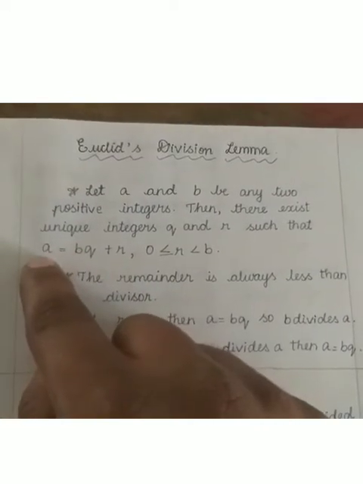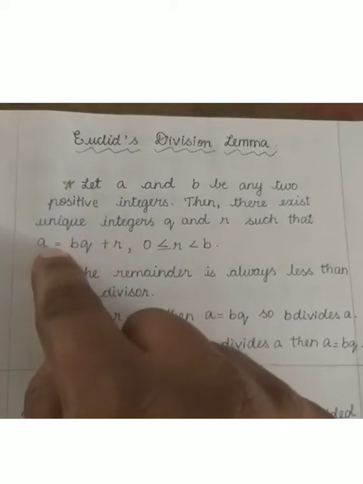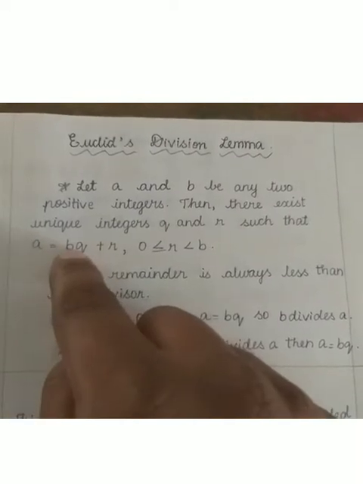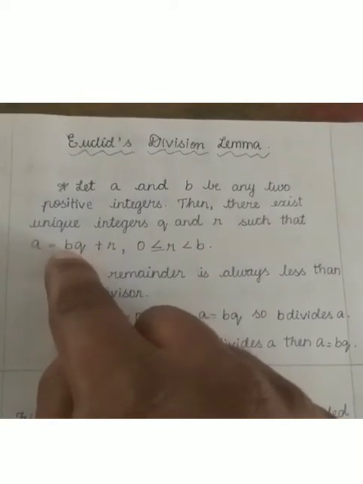Here a and b are two numbers. a divided by b, so here b is the divisor. Now we are going to see exercise 2.1 question number 1. Find all the positive integers which, when divided by 3, leave remainder 2.